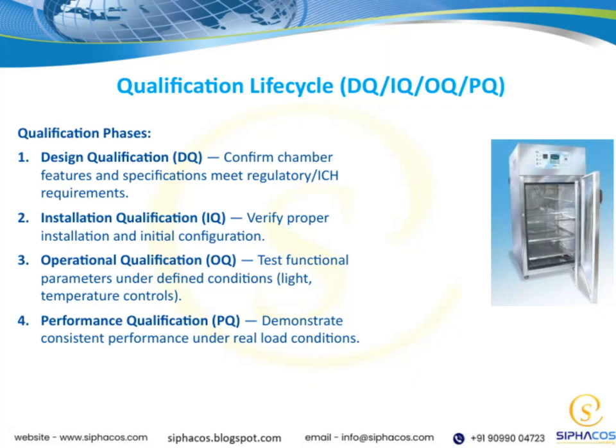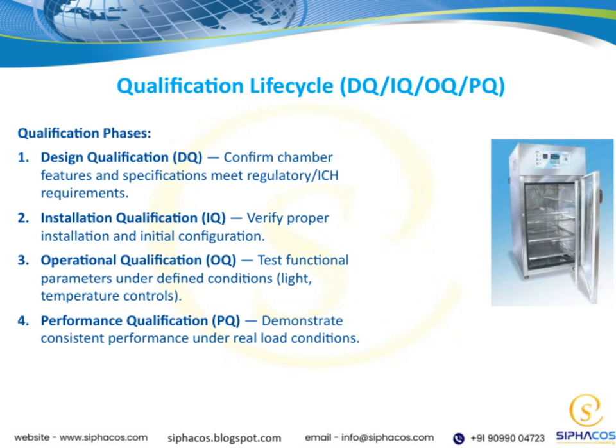Let's take a closer look at the qualification life cycle, which follows the well-known DQ, IQ, OQ, and PQ process. First, we have the design qualification, or DQ. This is where we confirm that the chamber's features and specifications meet all regulatory and ICH requirements. It's like ensuring the blueprint aligns with all necessary standards before moving forward.